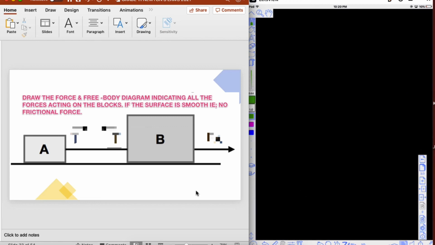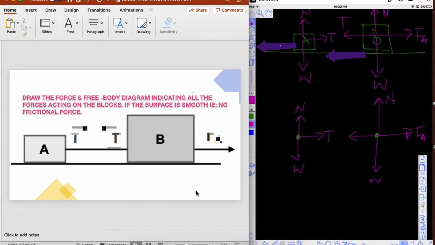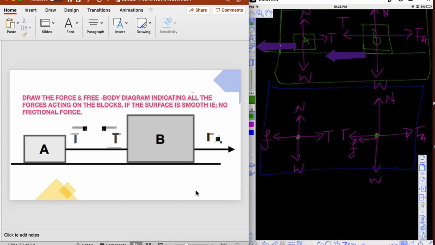Now we can also draw the force and free body diagrams indicating the frictional force. Because there is friction, we are going to add frictional force. We are assuming that it's going to move to the right because that's where the applied force is pointing. This is tension and frictional force 2. So this will be our diagrams with frictional force. These are our free body diagrams, and these ones are our force diagrams.